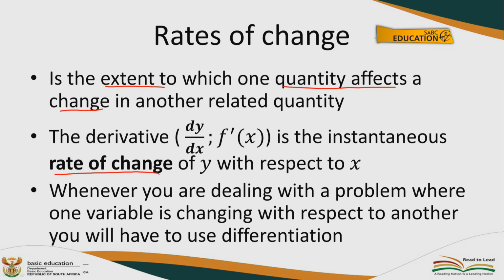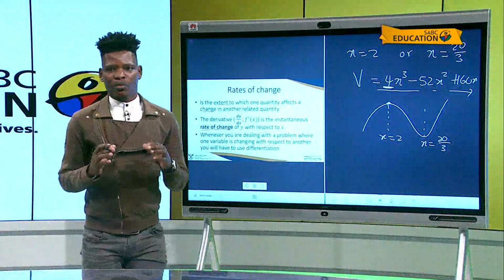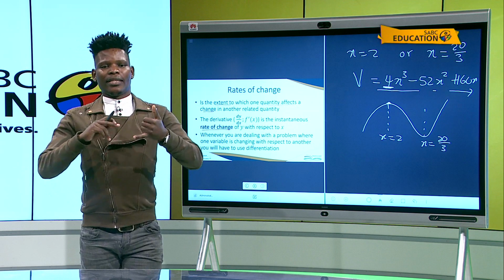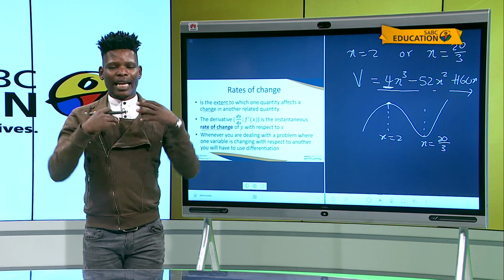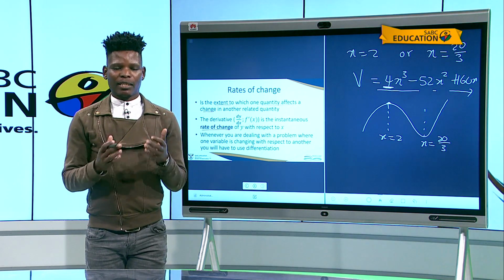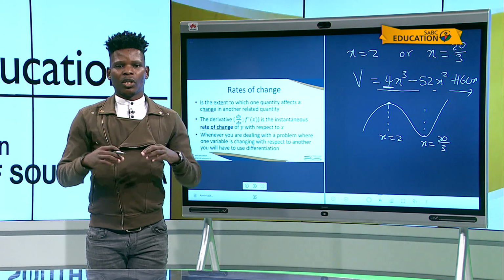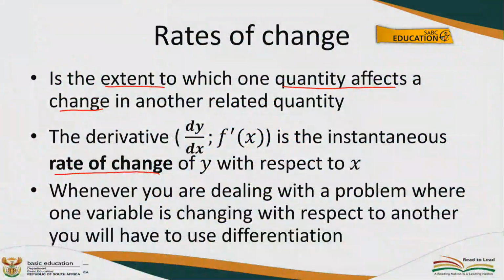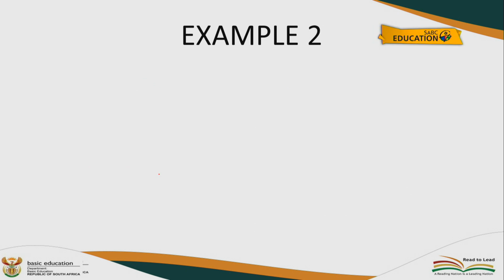Now, whenever you are dealing with problems where one variable is changing with respect to another, you will have to use differentiation. So the thing we need to take away from this particular slide is the fact that the rate of change is a representation of the derivative. Whenever they speak of rate of change, you need to think derivative. All right, so now let us look at an example.